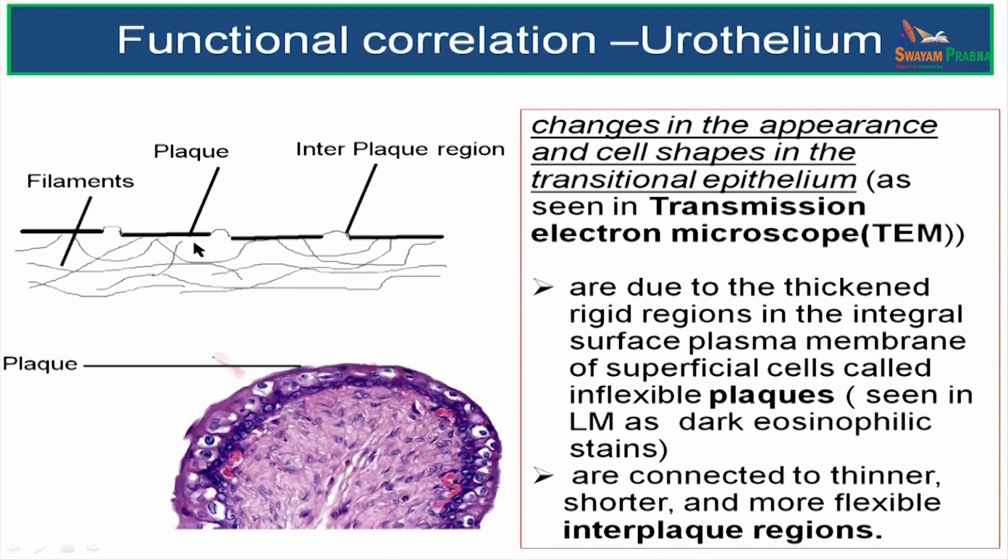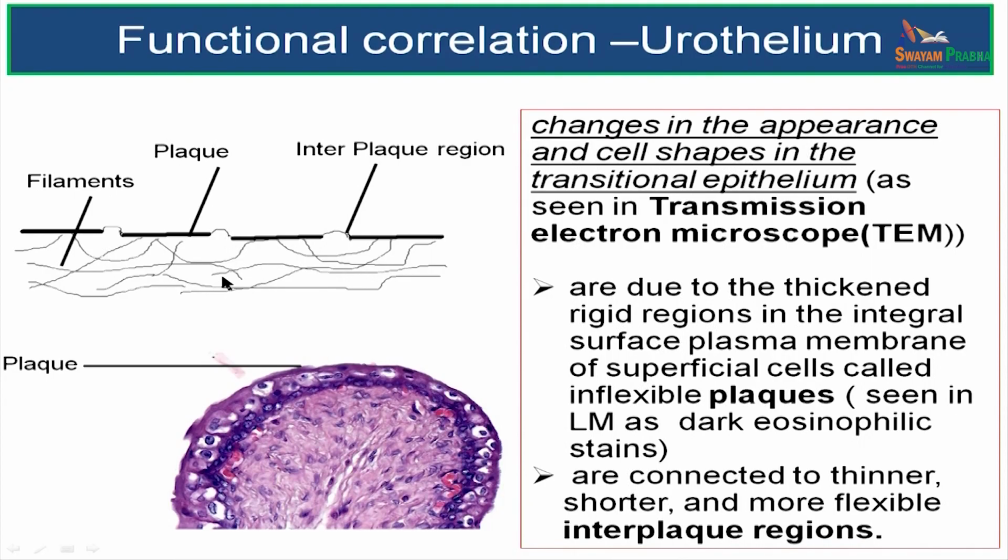How do they look under light microscope? They look like dark eosinophilic stains. Can you see this? These dark eosinophilic stains are nothing but the plaques. So, plaques are thickened regions in the surface plasma membrane of the superficial cells. They are connected to thinner, shorter regions which are more flexible, called interplaque regions.